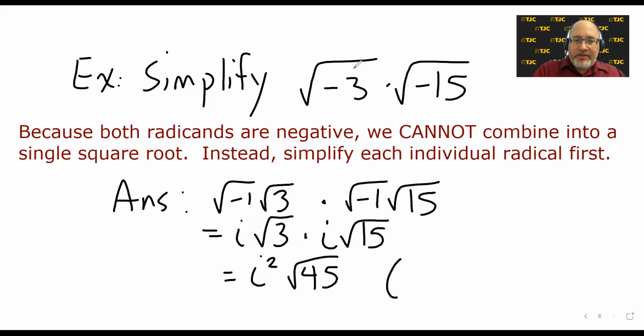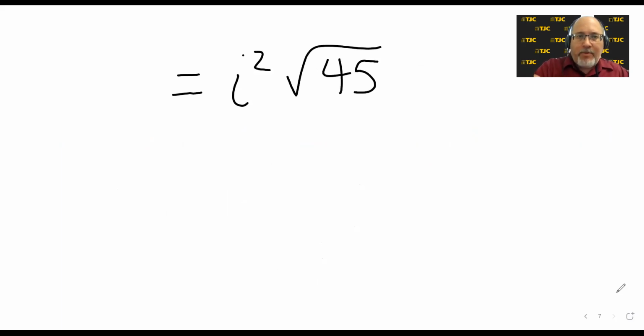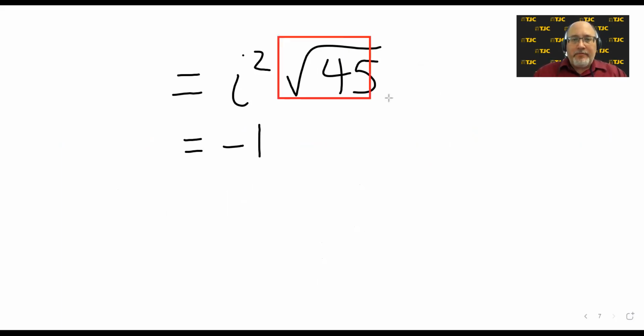But we're not done yet. This is going to be continued on the next page. So let me go to the next page and write i squared times the square root of 45. Why is this not done? Well, it's not done for two reasons. Number one, i squared, you're obligated to change it to -1. So I already know that the i squared has to become a -1. But number two, the square root that we just made might be able to be simplified. In fact, we'll just take it to the side and see if we can do that.